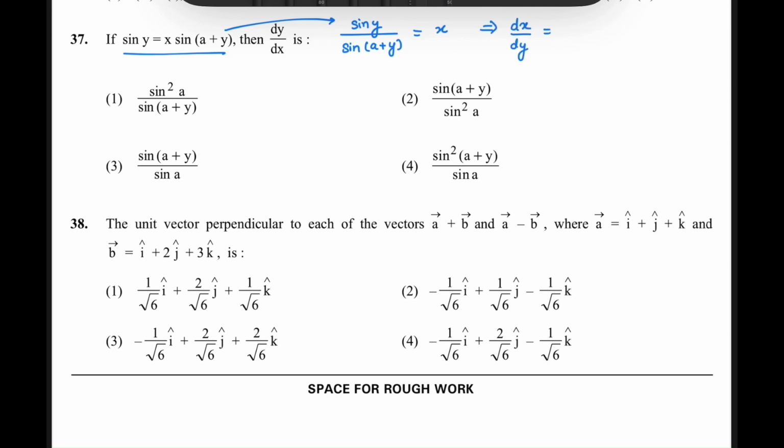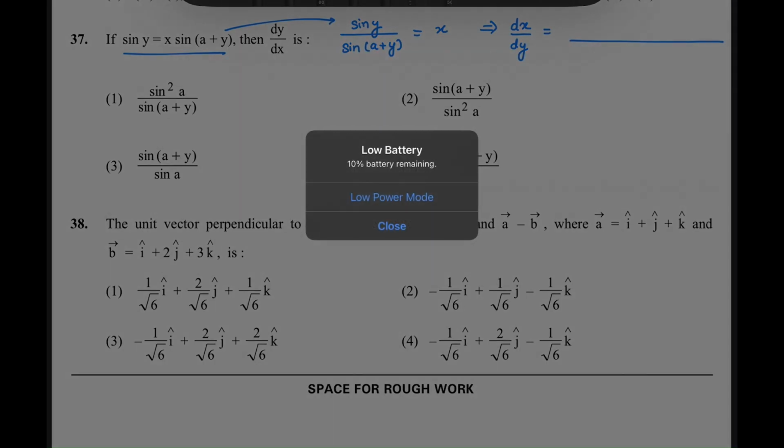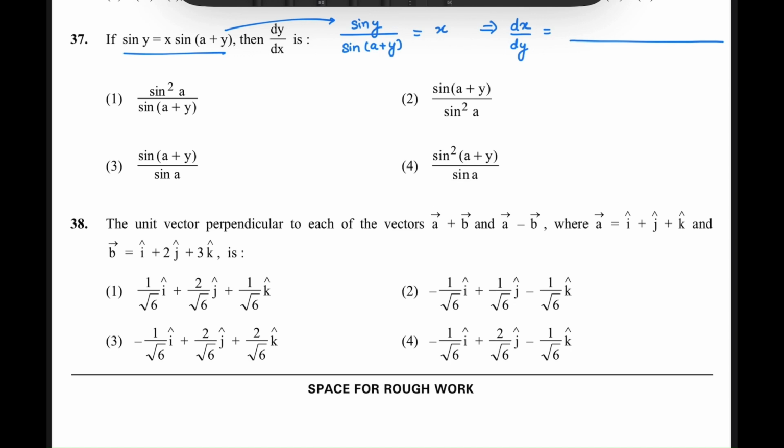So you get dx over dy, and then you have to apply quotient rule here, right? So what is quotient rule? You have to first differentiate the numerator. So then derivative of sine y is cos y, and then sine of a plus y as it is, minus, then you have derivative of sine a plus y, which is cos y, cos a plus y, and then sine y as it is. Okay, so sine y divided by the square of denominator, so that will be sine square a plus y, right?